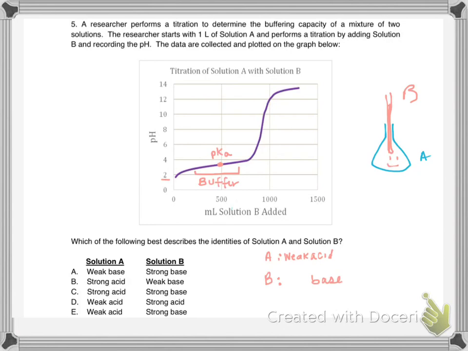And then once we get through this pKa part, we have an inflection point here, which is the equivalence point. It looks like for this curve, the equivalence point is at a pH of about 8. And so when you have a weak acid plus a strong base, you have a pH at the equivalence point that's greater than 7. And so that tells me that this is a strong base.